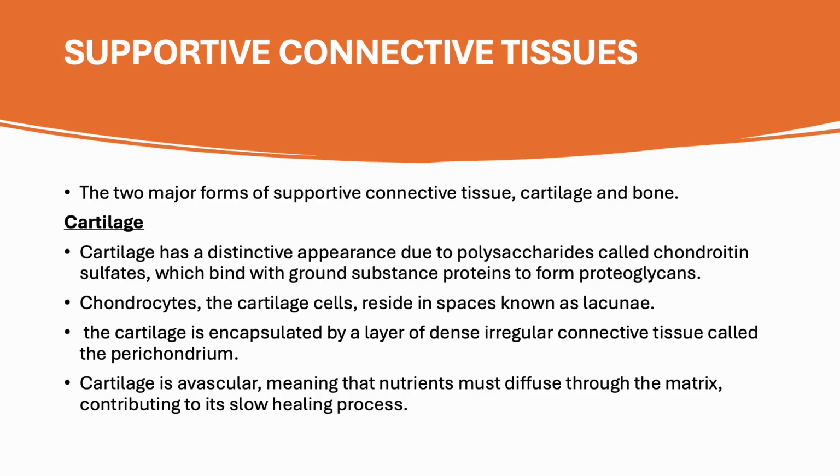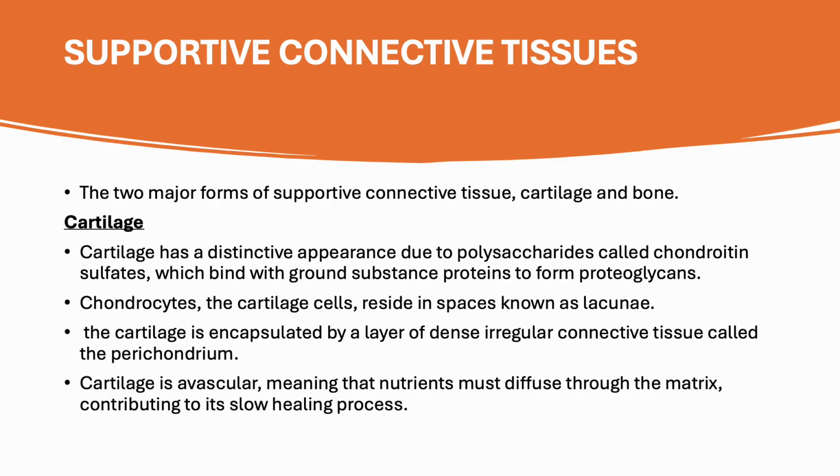Supportive connective tissue: there are two major forms. We have cartilage. Cartilage has a distinctive appearance due to polysaccharides called chondroitin sulfates, which bind with the ground substance protein to form proteoglycans. Chondrocytes, the cartilage cells, reside in spaces known as lacunae. The cartilage is encapsulated by a layer of dense irregular connective tissue called the perichondrium, and it's avascular. That's why it doesn't heal faster.